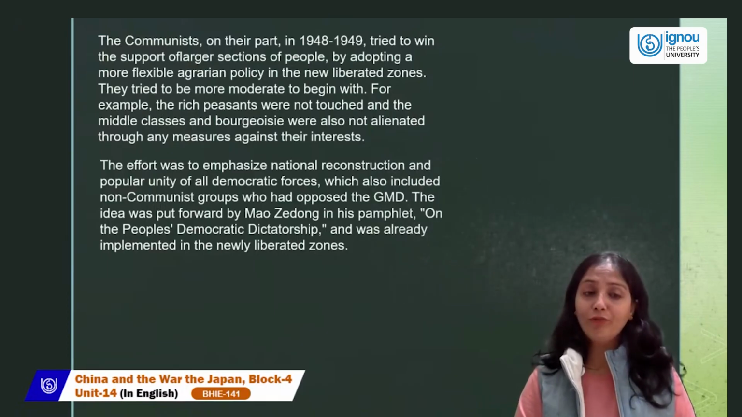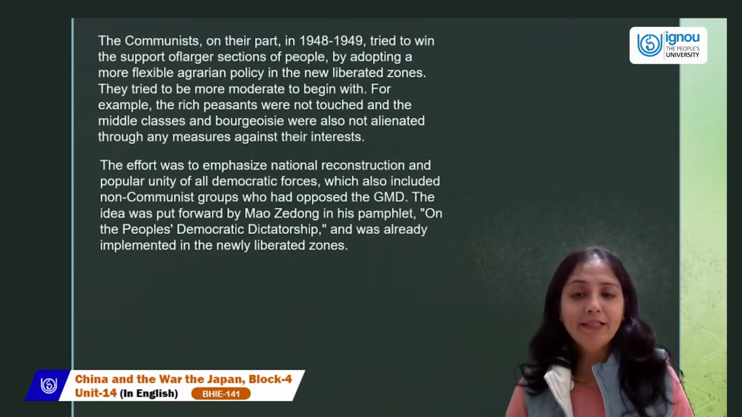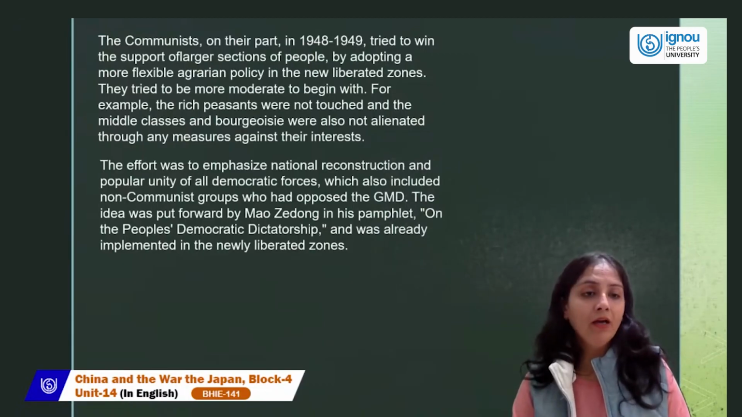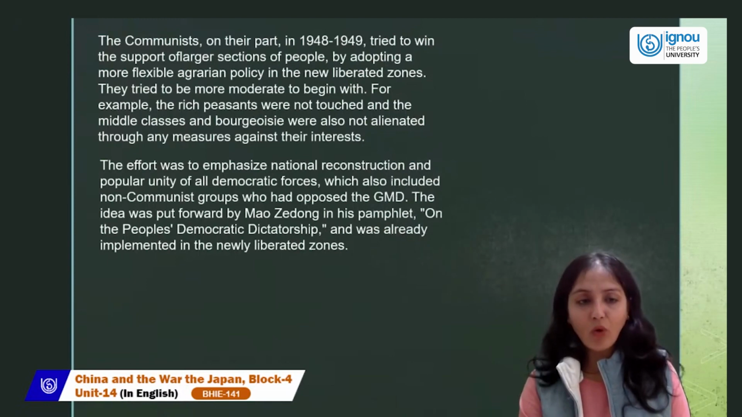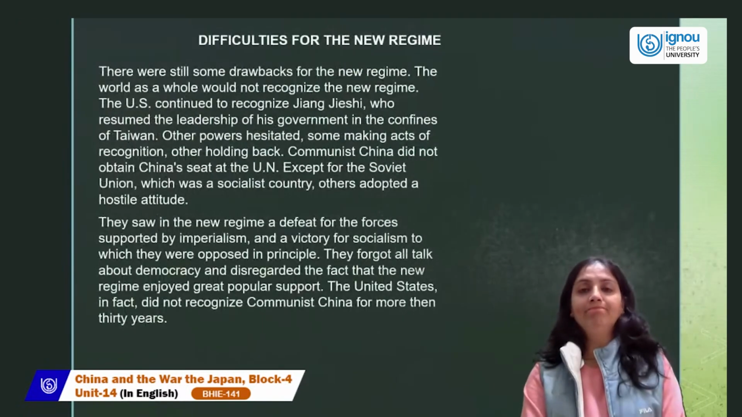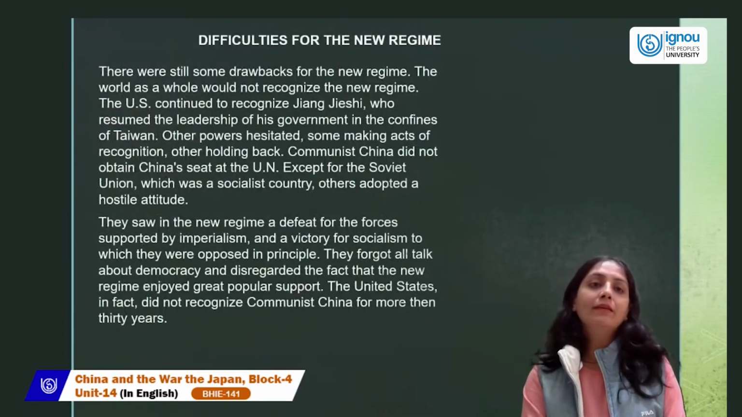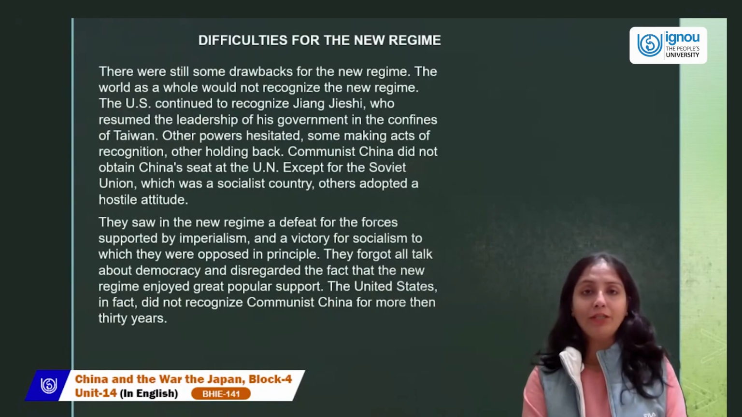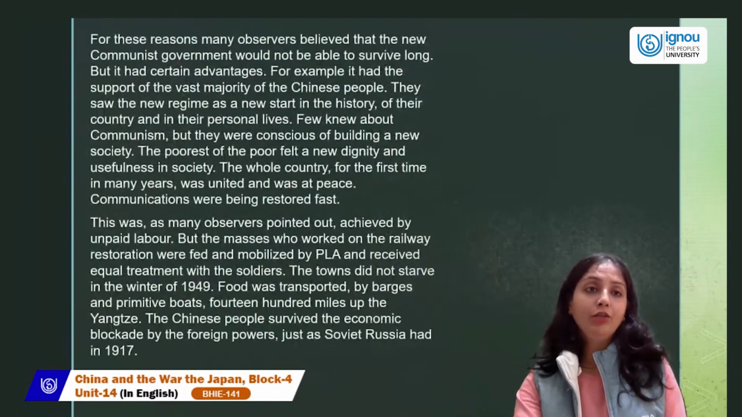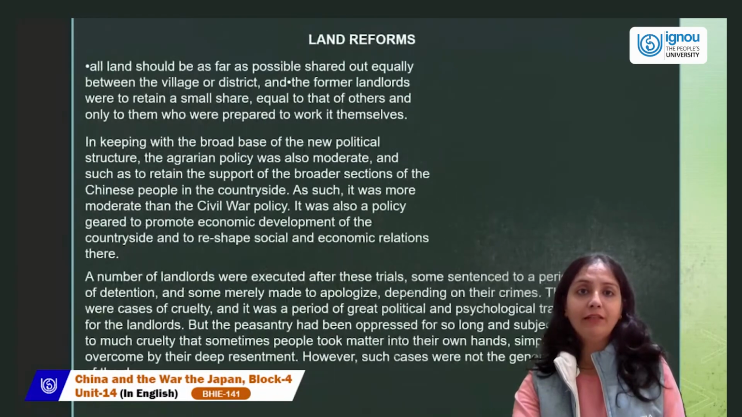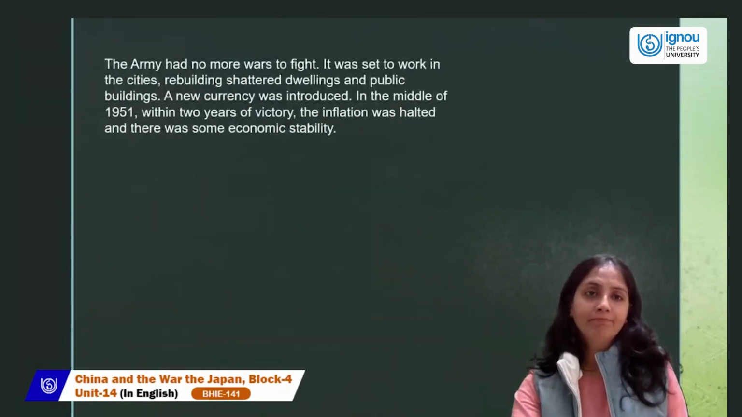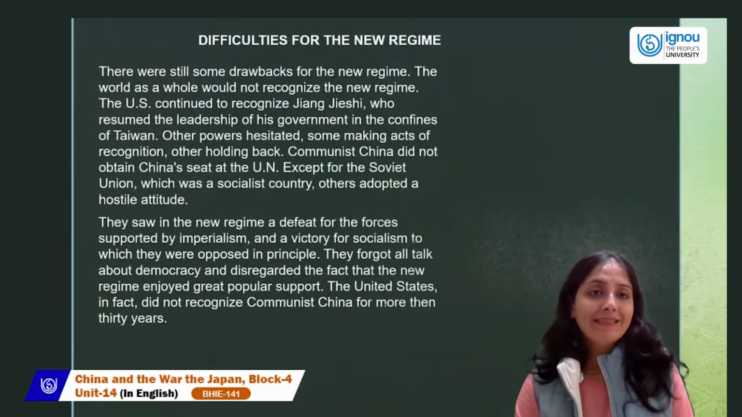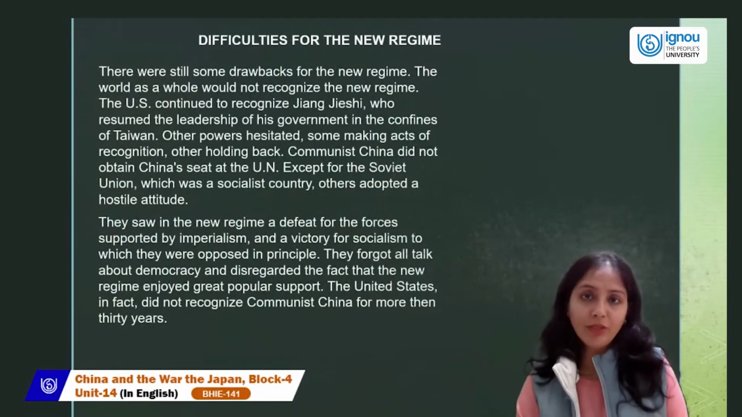The idea was put forward by Mao Zedong in his pamphlet On the People's Democratic Dictatorship, and was already implemented in the newly liberated zones. Next was difficulties for the new regime. What were the difficulties they were facing in the new regime? There were still some drawbacks for the new regime.